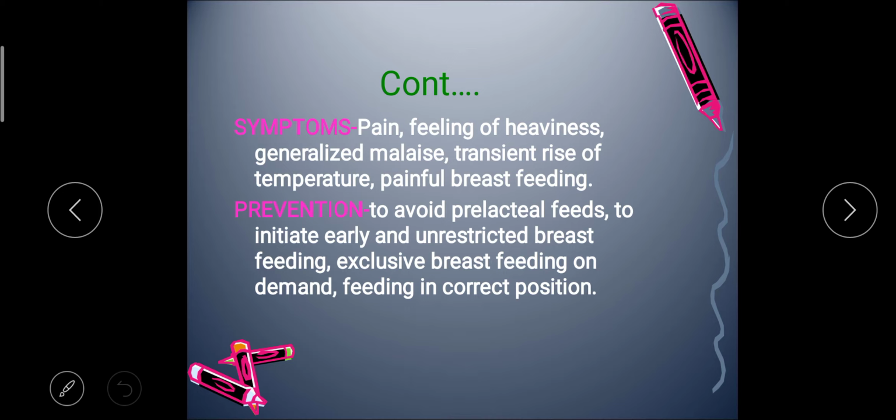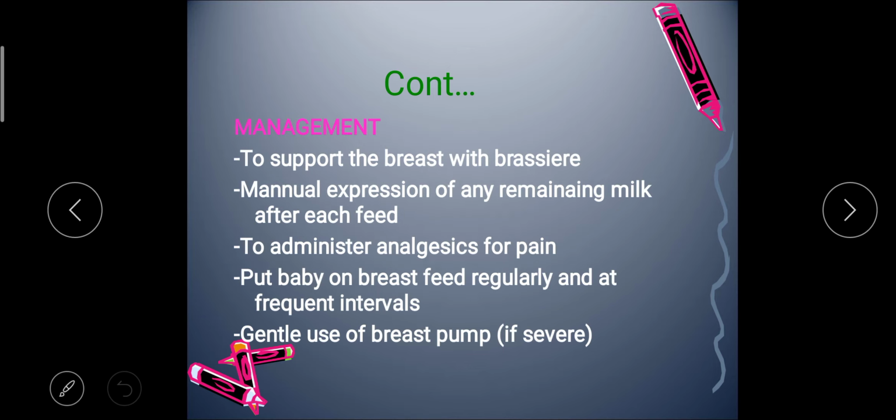And how can we prevent breast engorgement? Avoid pre-lacteal feeds, initiate early and unrestricted breastfeeding, exclusive breastfeeding on demand, and feeding in the correct position. Management: support the breast with a brassiere and manually express any remaining milk after each feed, administer analgesic for pain, put the baby on the breast, feed regularly and at frequent intervals, and gentle use of a breast pump if it is a severe case.